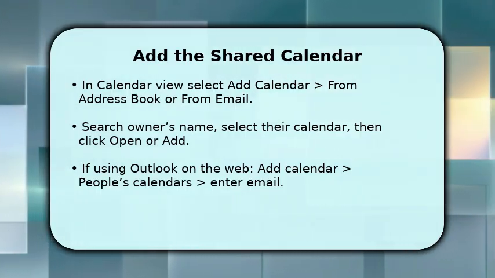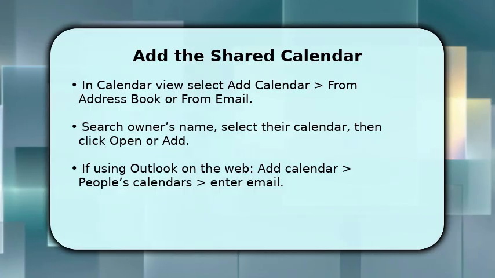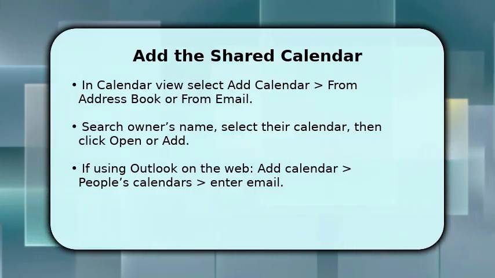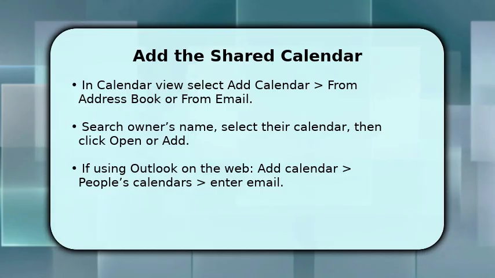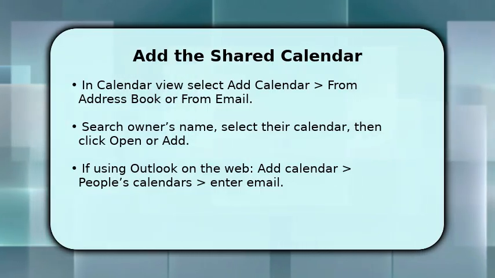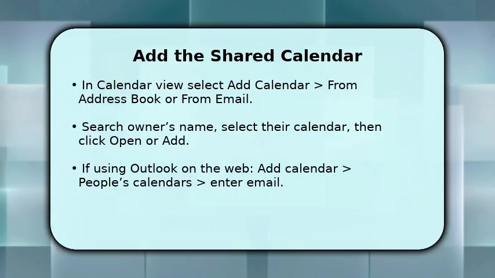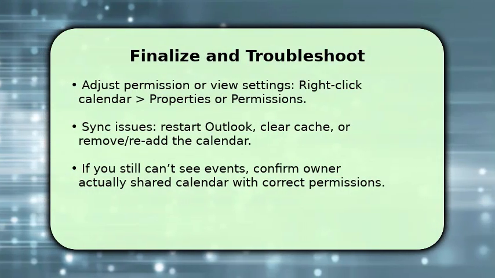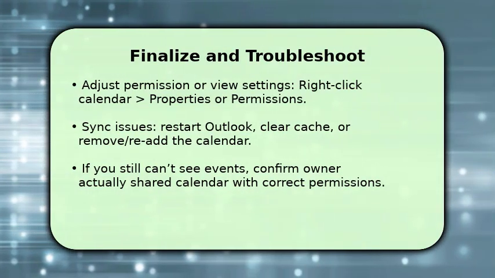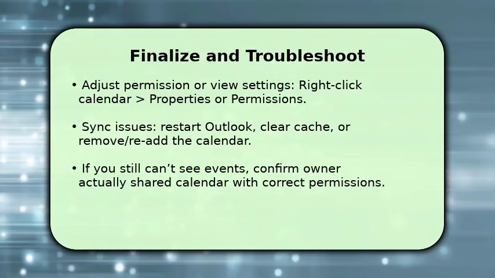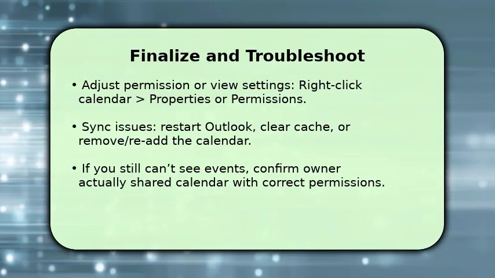If you're on the web, go to Add Calendar, People's Calendars and enter the email address, then Add. These methods attach the shared calendar to your view so you can overlay or toggle it as needed. Finish by configuring permissions and view options. Right-click the new calendar and open Properties or Permissions to confirm read or edit rights.